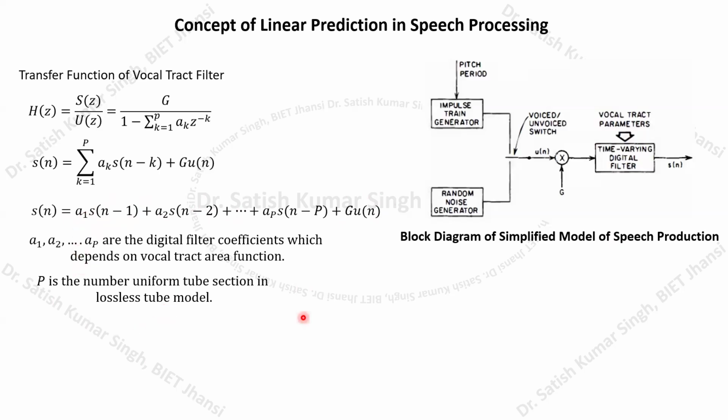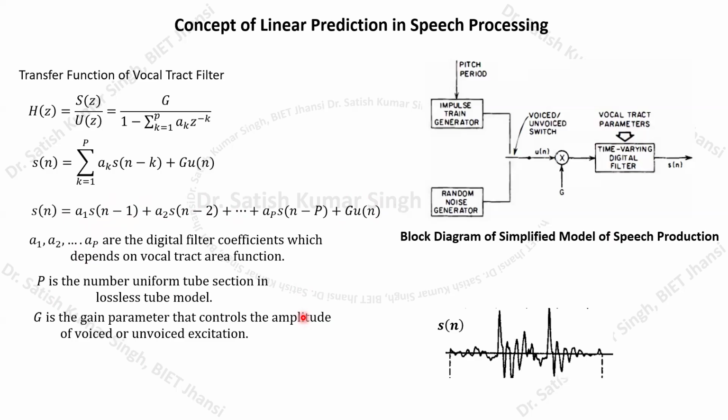Whenever you are recording any speech sequence, and before that, G is the gain parameter. As I have already explained, this G controls the amplitude of the voiced or unvoiced excitation. This is your G parameter, which is called the gain parameter.